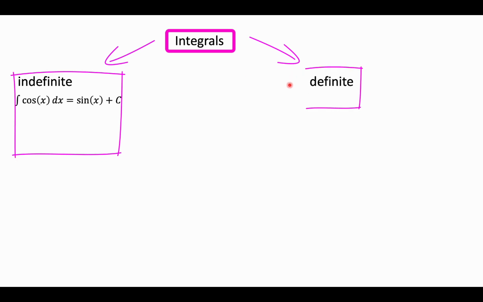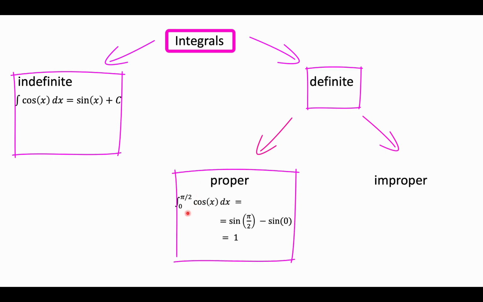On the other hand, we have definite integrals, and here we have proper and improper definite integrals. This is a proper definite integral because the limits of integration, 0 and pi over 2, are proper real numbers, and the function that we want to integrate is a continuous function. So here is when we can use the fundamental theorem of calculus.